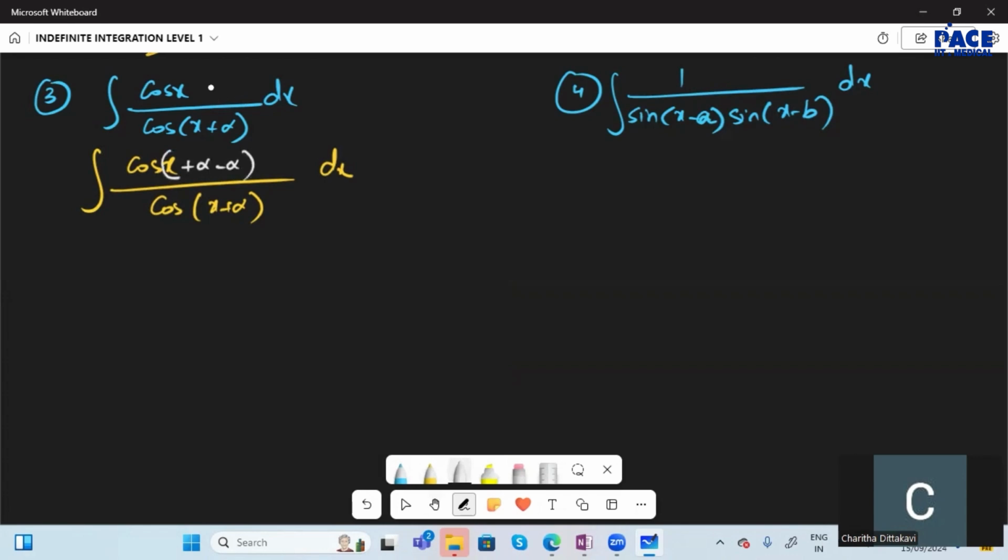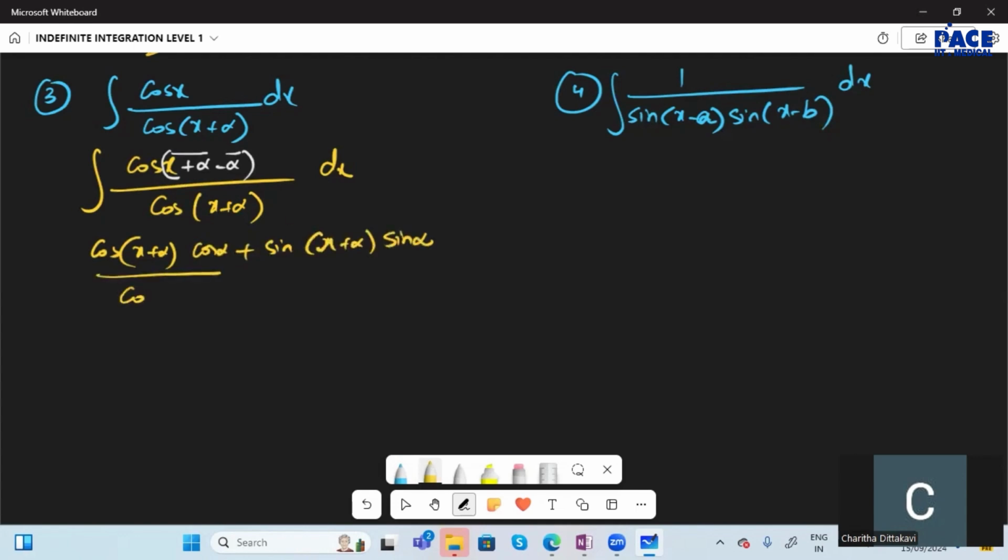So now what is the reason behind this? This is x plus alpha and alpha. So this is just like your cos A minus B expansion. Now cos A minus B, what is cos A minus B? That is your cos A cos B plus sin A sin B.